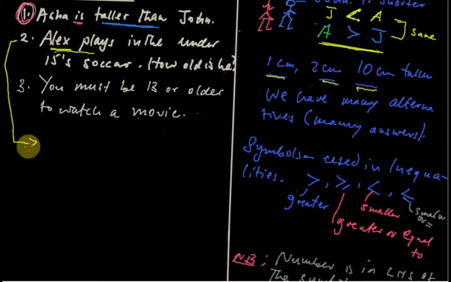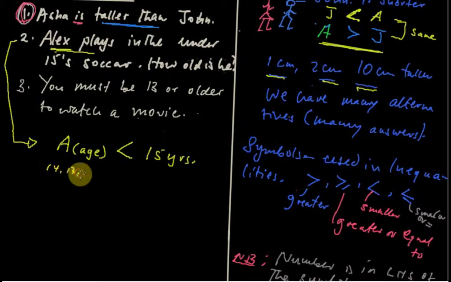This is number 2. We'll say that Alex's age must be less, because he plays under. So it must be less than what? Than 15 years. So this is the age of Alex. The age of Alex is less. So it might be 14, 13, 12, all of these are less than 15. It might be 11, it might be 10.